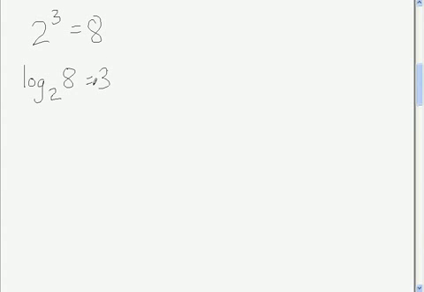Simple as that. So the 2 becomes the base of that log, and 3 is basically the power to which 2 has been raised to get this result. So log of 8 to base 2 is 3. Alright, let's look at another example.